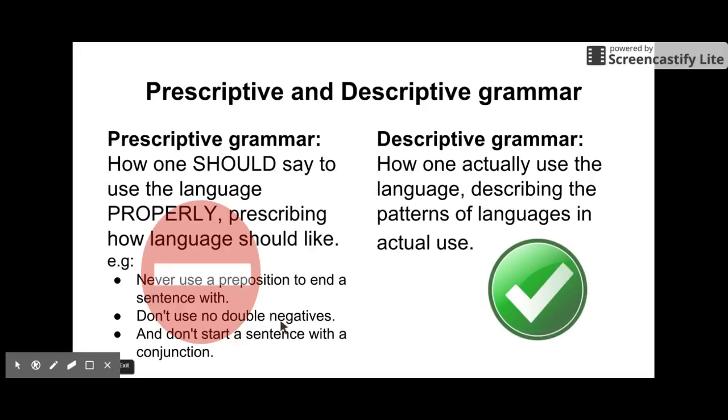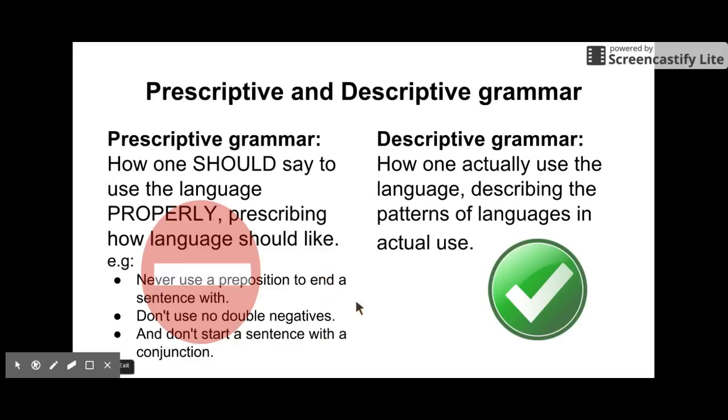So there are several well-known examples of prescriptive grammar rules. Like, we never use a preposition to end a sentence with. Okay. Don't use no double negatives. And don't start a sentence with a conjunction. Okay. These rules are funny, right? If you can see what's going on here.